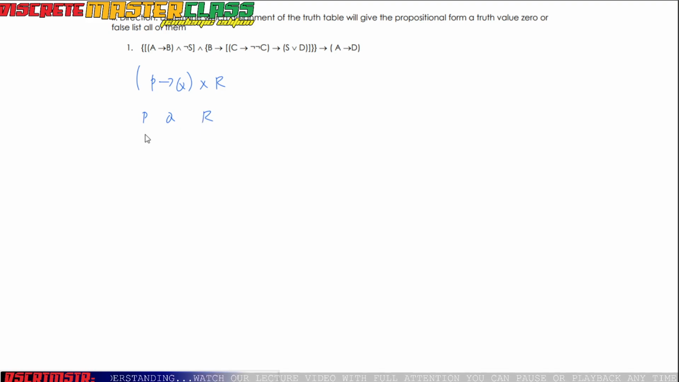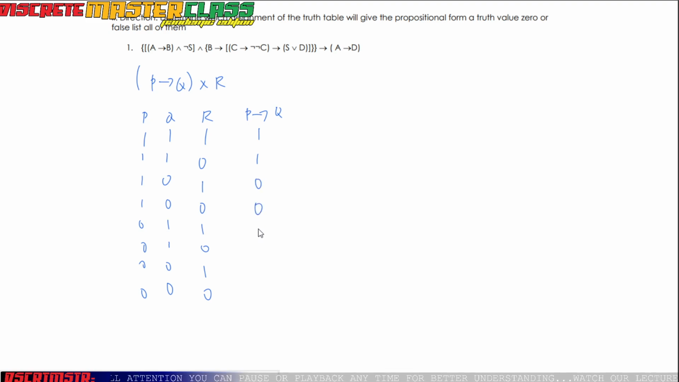So, 3 propositions means 2 raised to 3, that is 8. 4 na 1, 4 na zeros. Dalawang 1, dalawang zeros, dalawang 1s, dalawang zeros. Alternate, 1, 0, 1, 0, 1, 0, 1, 0. So, for P implies Q, we have 1, 1, 0, 0, 1, 1, 1, 1. Then, for P implies Q and R, we have 1, 0, 0, 0, 1, 0, 1, 0.